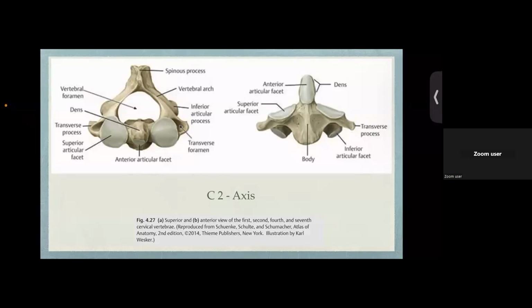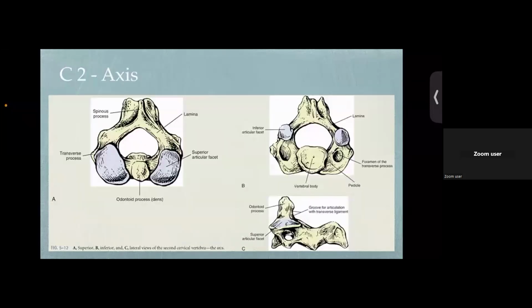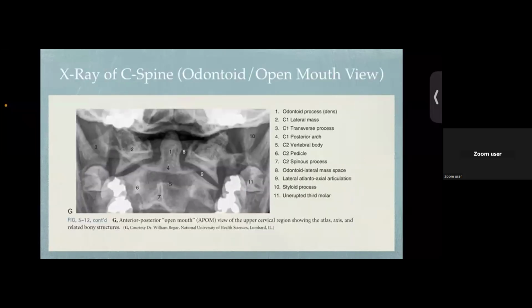Seeing here the superior and anterior view, you can more appreciate the dens there, seeing the facets and the vertebral body. Just some more diagrams showing it, to make everything clear in everyone's mind. This is just an X-ray of the open mouth view where you can visualize the axis a little more clearly here.